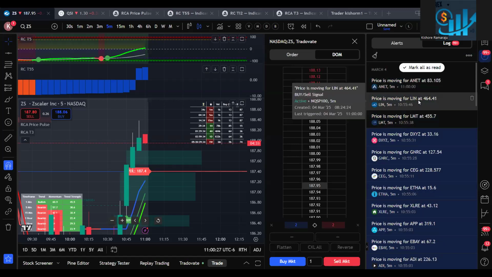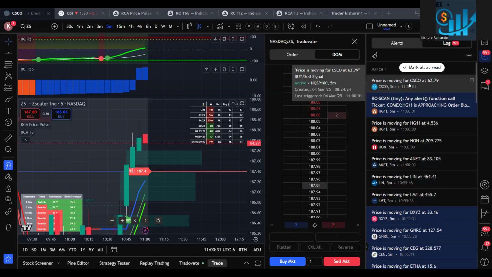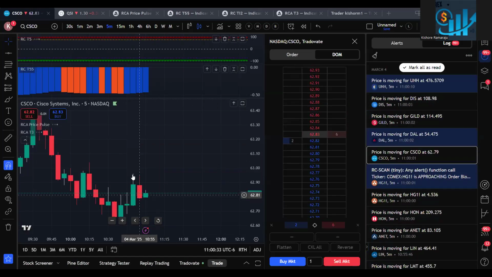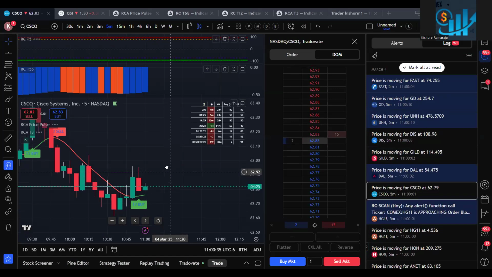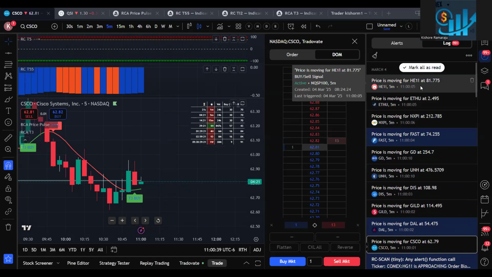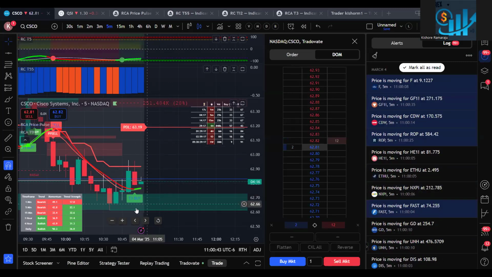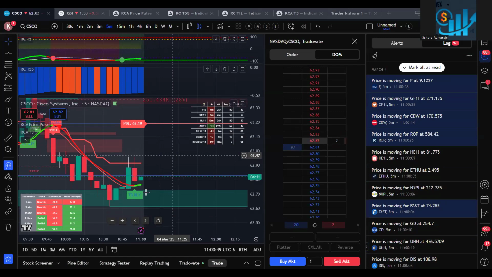So more or less, okay, we got Cisco. Until you receive an alert, don't take any trade. Only when you receive an alert, then we need to go and check: are there any big buyers here? Is this one good? Is this good? Like that. Okay, here I don't see any big buyers. My momentum is still red, so I don't have a very strong confidence here.